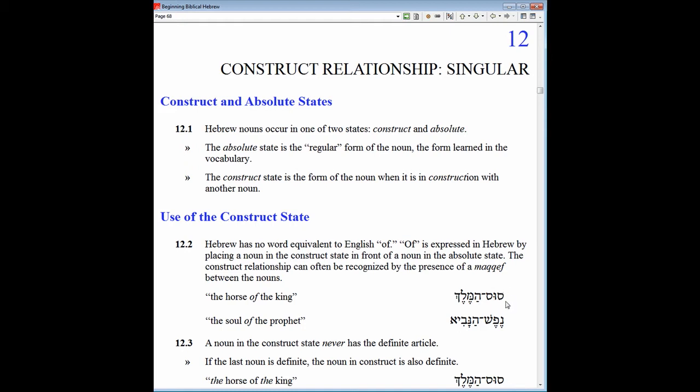X noun, sus, of, Y noun, hamelech. X of Y, again reading right to left, X of Y. Sus hamelech. Sus of hamelech. The horse of the king. So X of Y. That's what the construct relationship is. It's the juxtaposition of two nouns next to each other.